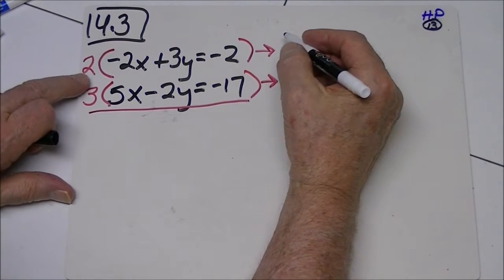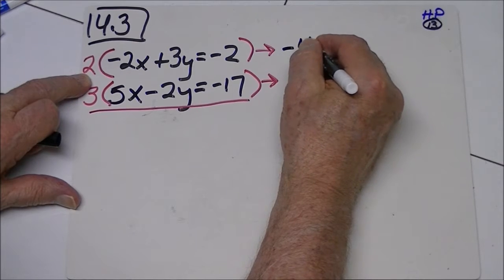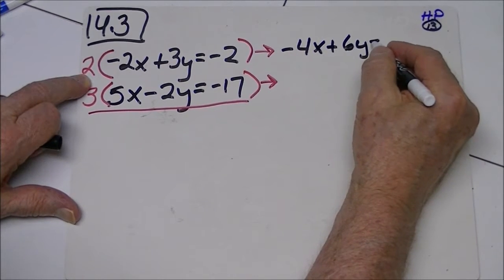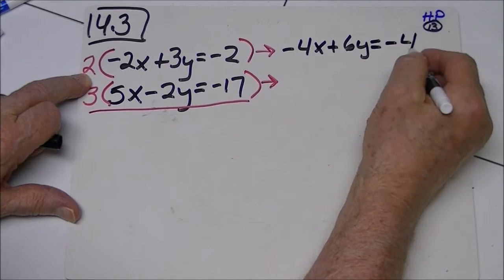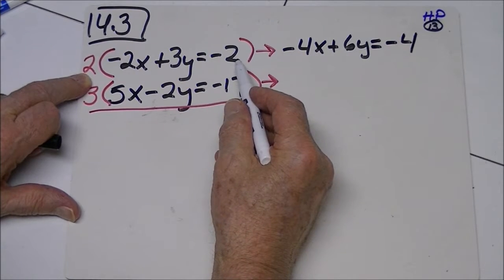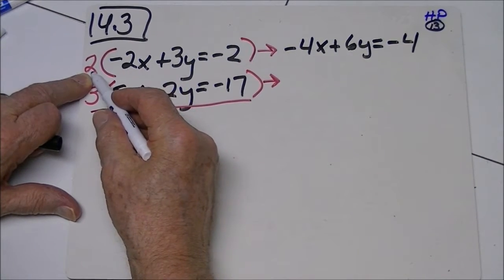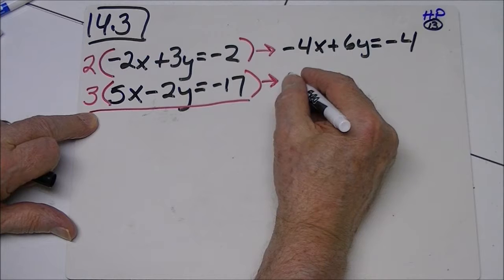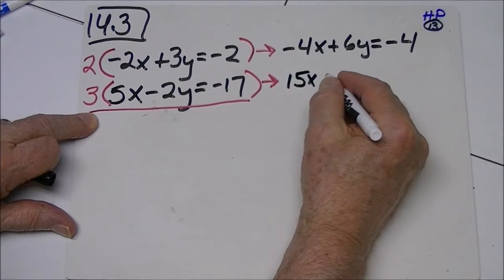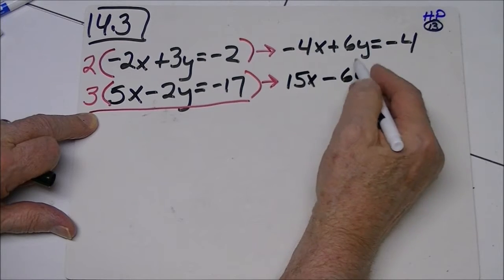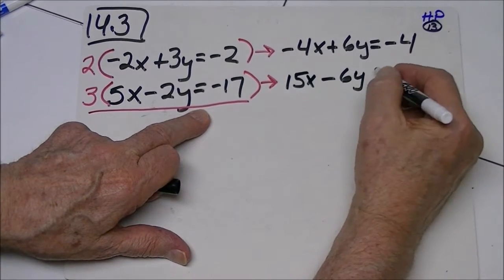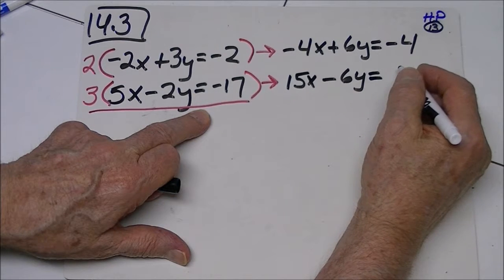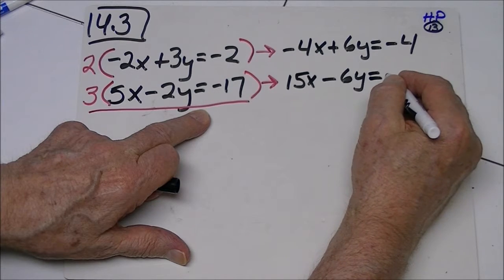All right, so this is going to become a negative 4x plus 6y equals a negative 4. So it's not the same equation, but it's equivalent because we multiplied each term by the same amount. And then down here, we're going to get 15x minus 6y. Again, that was what we were looking for, equals a negative 51.